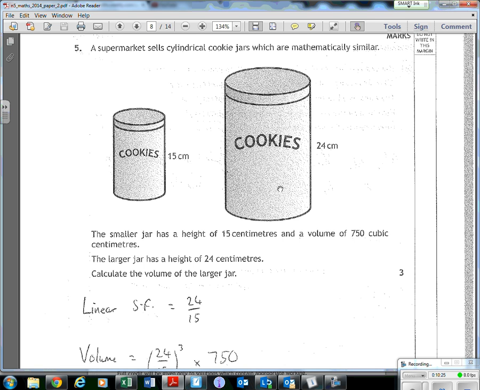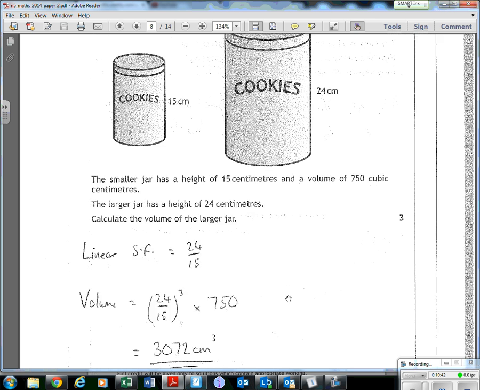Question number 5. A supermarket sells cylindrical cookie jars which are mathematically similar. The smaller jar has a height of 15 and a volume of 750. The larger jar has a height of 24 centimeters. Calculate the volume of the larger jar. Right, 3D shape we've got here.